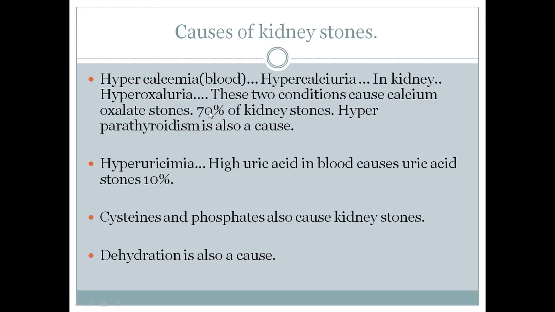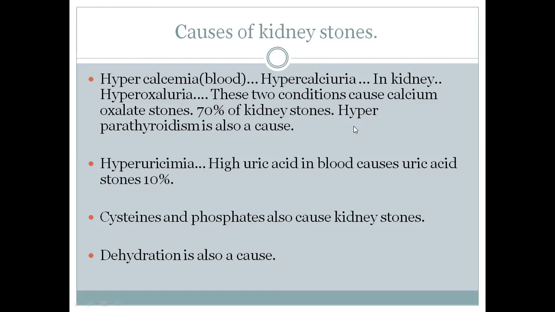70% of kidney stones are due to this condition: hypercalcemia, hypercalciuria and hyperoxaluria. Okay? And the main cause is hyperparathyroidism. We studied this yesterday, that this hormone controls the calcium content inside the blood and is responsible for excretion of calcium into the kidneys.